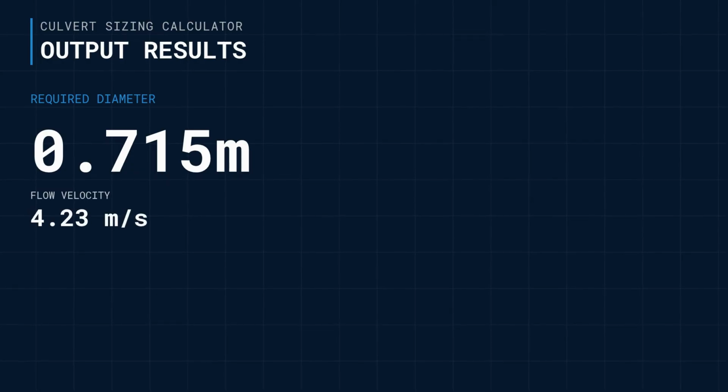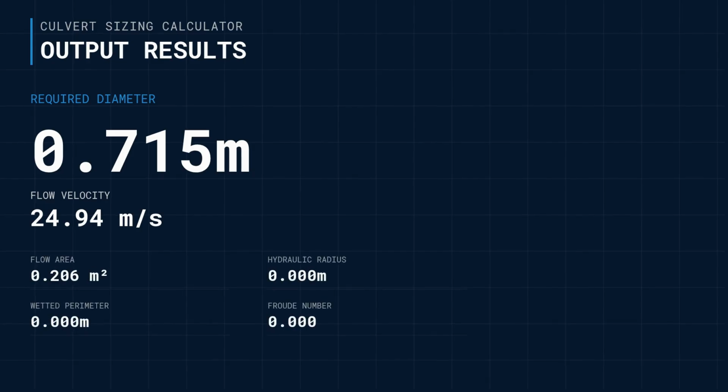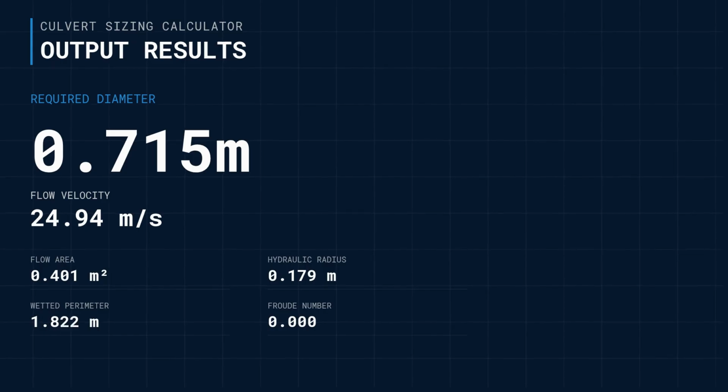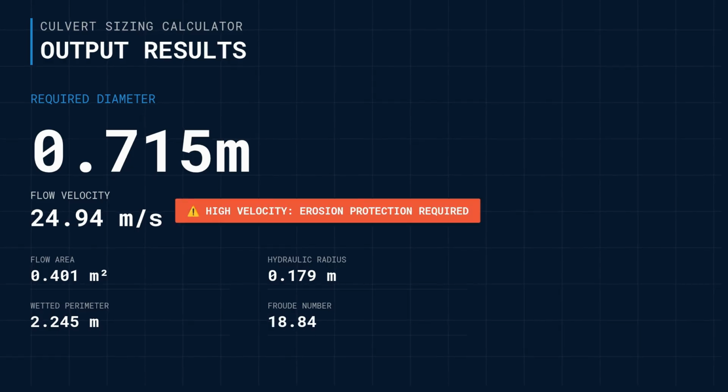The flow velocity is 24.94 meters per second. Flow area equals 0.401 square meters. Hydraulic radius is 0.179 meters. Wetted perimeter measures 2.245 meters. The Froude number is 18.84. Notice the warning about high velocity requiring erosion protection.